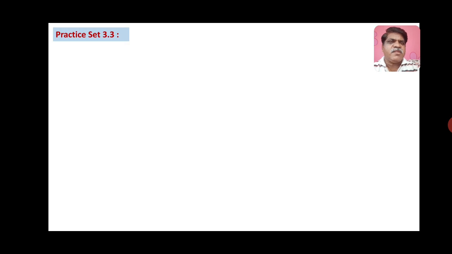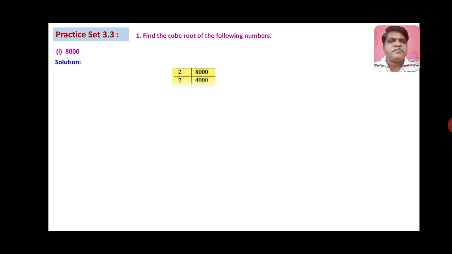Now let's start with practice set 3.3. Find the cube root of the following numbers. First is 8000. Here we will find the prime factors of 8000 as 2 into 2 into 2, 2 into 2 into 2, 5 into 5 into 5, but rather we consider 2, 2, 2, 10, 10, 10. So 8000 in the horizontal way is 2 into 2 into 2, 10 into 10 into 10.